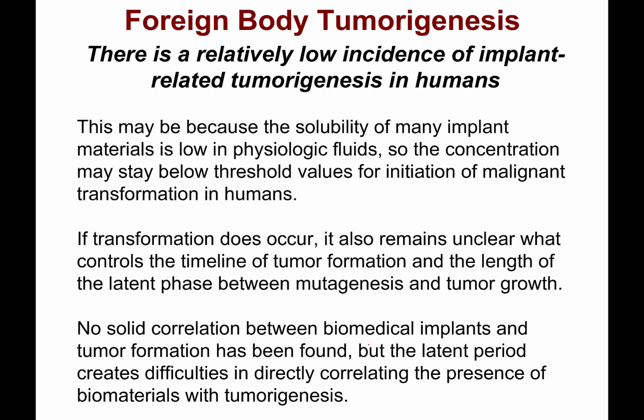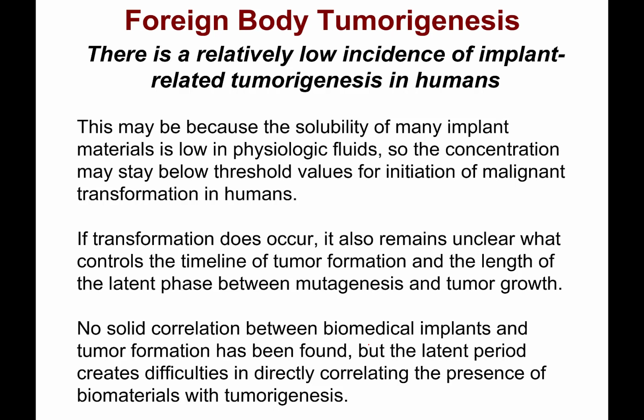The previous slide I showed you had numbers from studies on rats. In humans, there has really been a relatively low incidence of implant-related tumorigenicity, but it does occur. A reason for this may be that solubility of implant materials is low in physiologic solution, so concentrations may stay below those threshold values for the initiation of that. But if the transformation does occur, it's still pretty unclear what determines the length of this latent phase and what triggers that transformation.